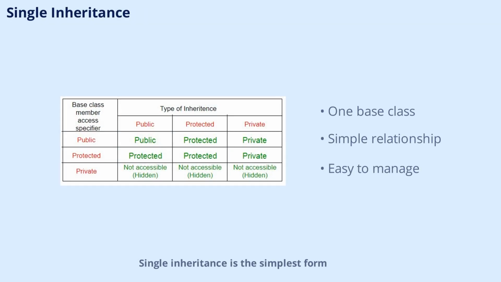Single inheritance is the simplest form, where a class inherits from only one base class. This is useful when you have a straightforward relationship, such as a car class inheriting from a vehicle class. The derived class gets all the accessible features of the base class and can add its own specialized behavior.